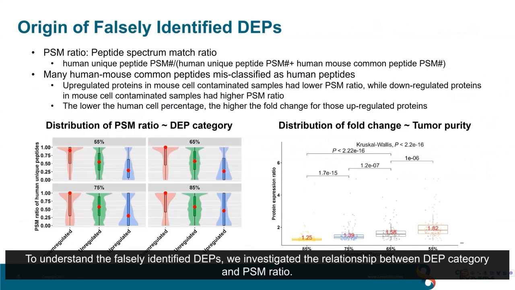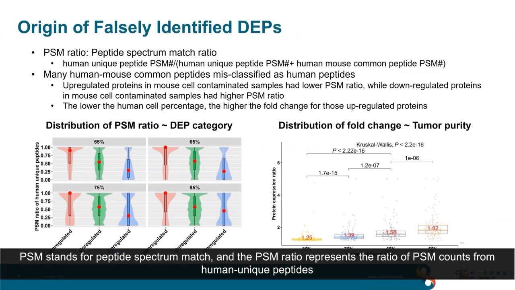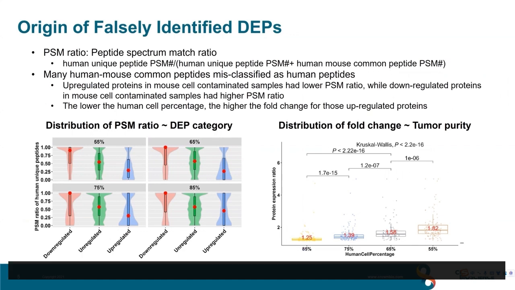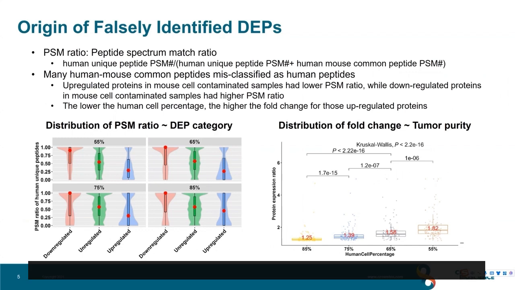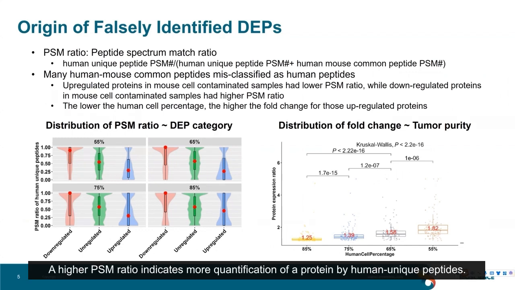To understand the falsely identified DEPs, we investigated the relationship between DEP category and the PSM ratio. Here, PSM stands for peptide spectrum match, and the PSM ratio represents the ratio of PSM counts from human unique peptides to the total PSM counts from both human unique peptides and human-mouse common peptides. A higher PSM ratio indicates more quantification of a protein by human unique peptides.